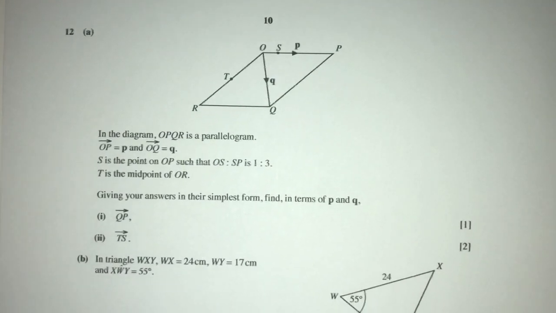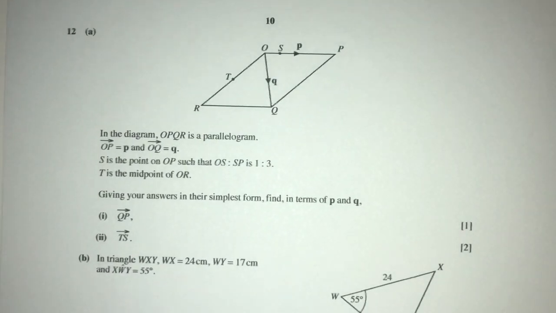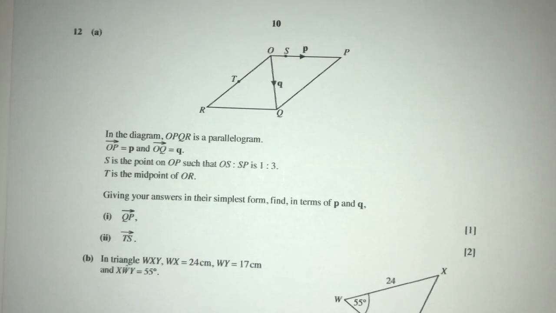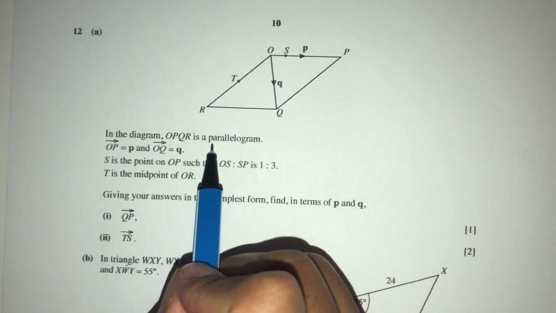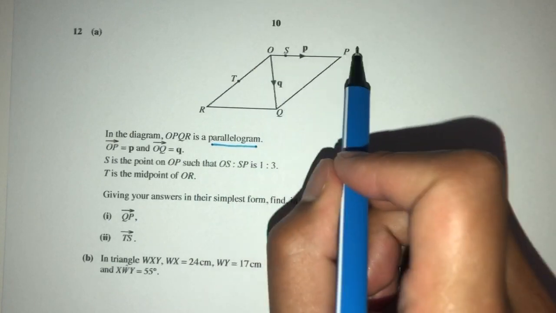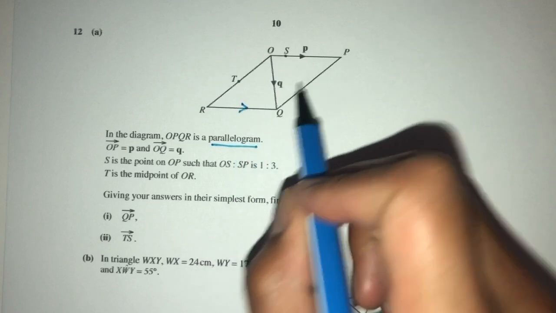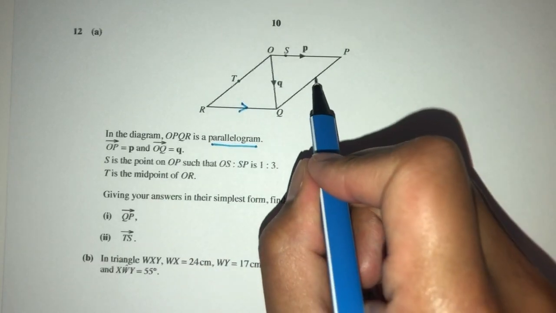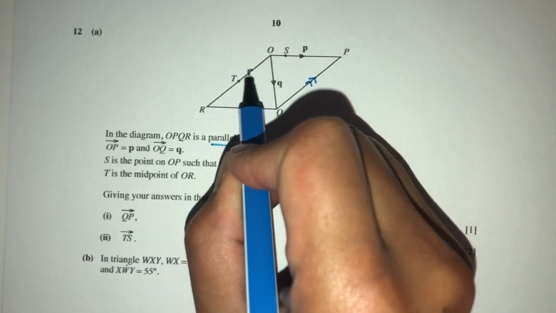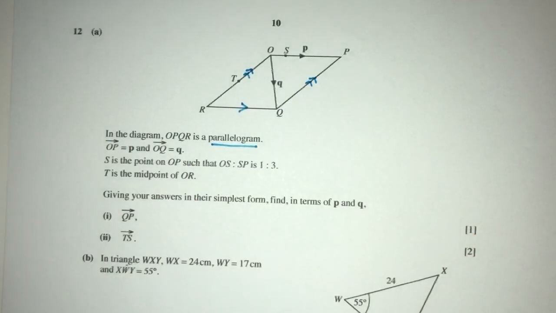Okay, let's move on to question number 12. Here we have 12a. It is a vectors question, I believe. In the diagram, OPQR is a parallelogram, which means this and this are in the same direction and the same length, and this and this are also in the same direction and the same length. That's what it means. Now we have OP equal to P and OQ is equal to Q, given to you on the diagram as well.